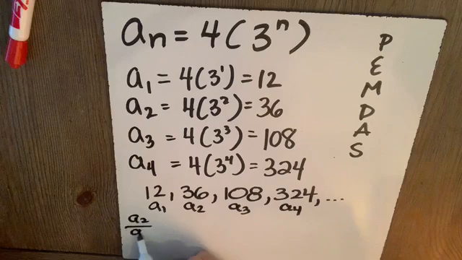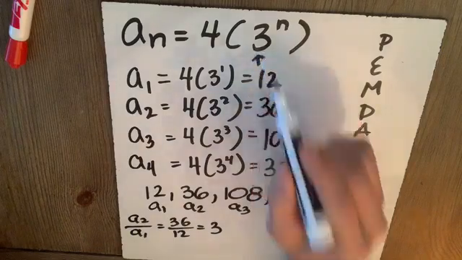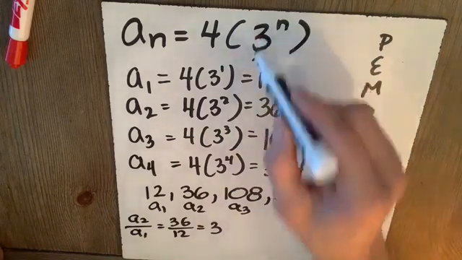Of course, we could test that. A2 divided by A1 is 36 over 12, or 3. Notice where that 3 came from. That base raised to some exponent, which is a variable, will give you your common ratio.